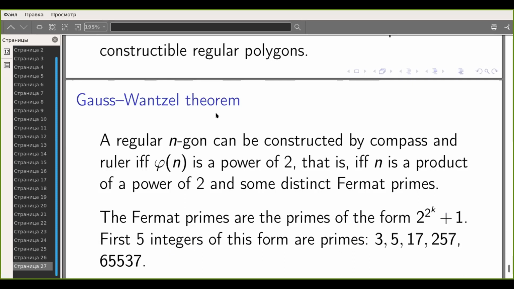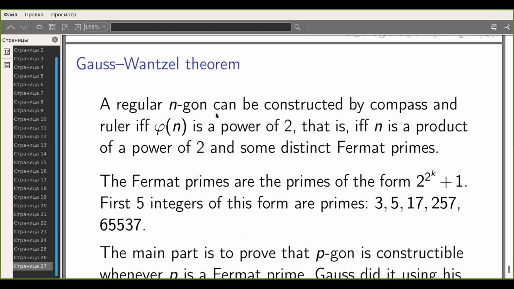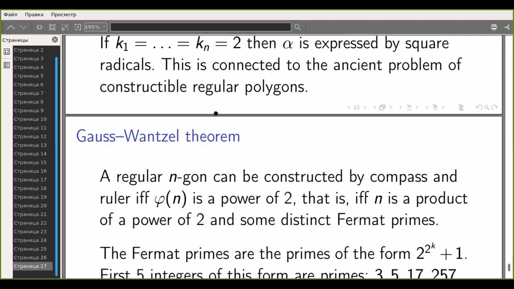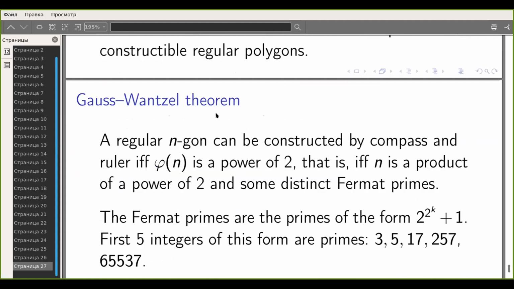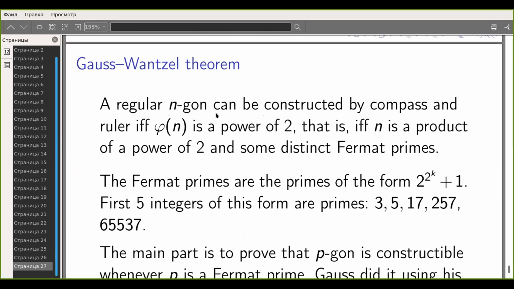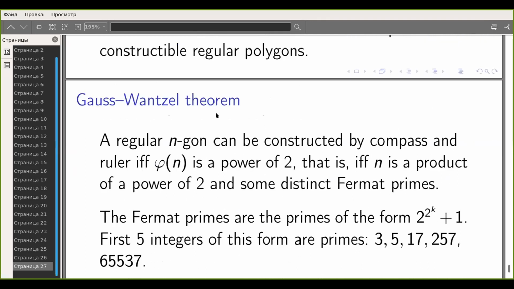This is the Gauss-Wantzel theorem giving such a criterion. A regular n-gon can be constructed by compass and ruler if and only if Euler's function of n is a power of 2. That is, n is a product of a power of 2 and some distinct Fermat primes. Fermat primes are the primes of the following form. Fermat conjectured that all these numbers are prime, but actually we know that only five of them are primes.